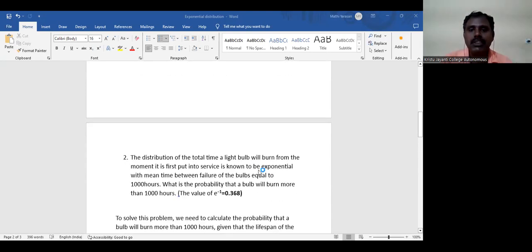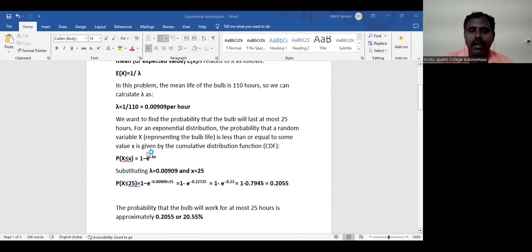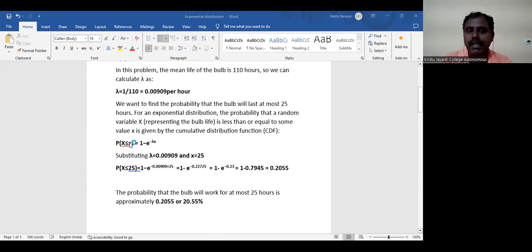Ma'am, here you can see in the previous problem, they asked to calculate the probability that the bulb will work at most 25 hours. At most 25 hours means 25 is the maximum. So we used the formula P of X less than or equal to x, which is 1 minus e to the power minus lambda x. In exponential distributions, this is the formula given.